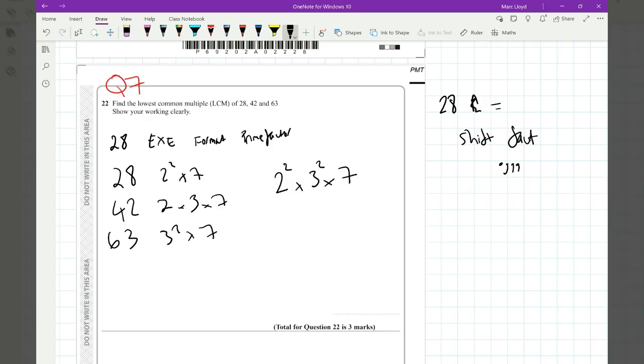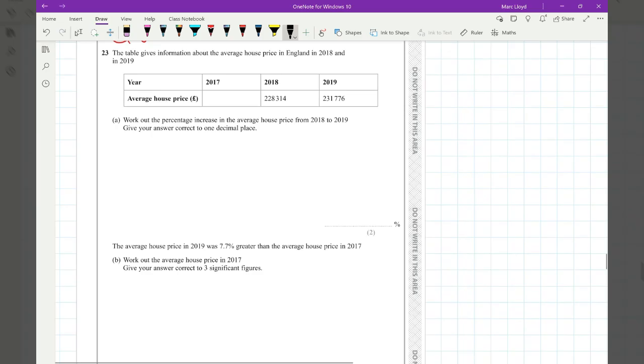And then just to ensure that we've got the right answer, I put it into my calculator, and it gives me 252. And then if you want to double check, you can divide by 28, divide by 42, divide by 63. All of them have whole number answers, so that means that that's going to work. Question 7, done.